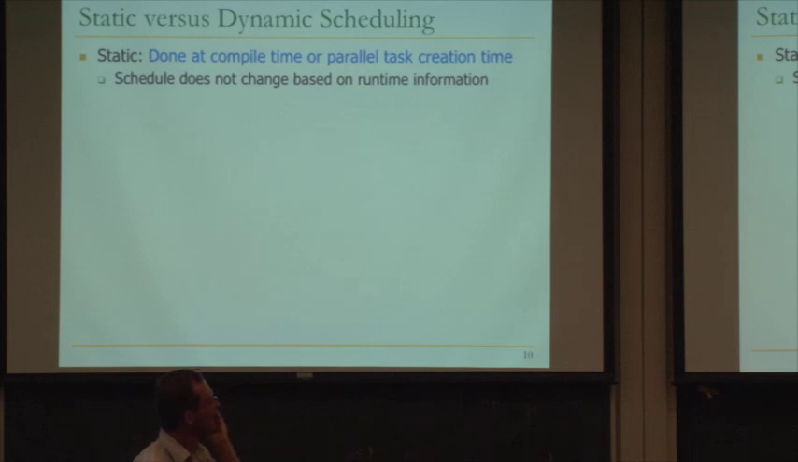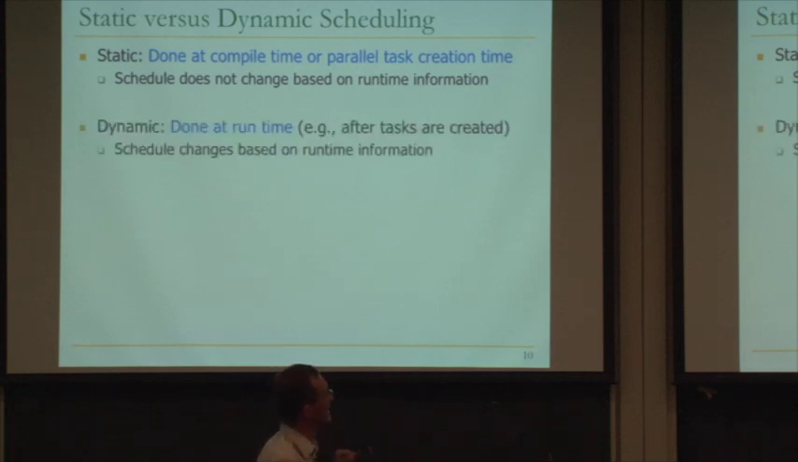Static scheduling, this is done at compile time, right? Schedule does not change based on runtime information. I'll give you a parallel version of it, since this is parallel computer architecture. You can think of creating parallel tasks, right? When you parallelize a program, you can divide it into many tasks. And you can decide where those tasks will be executed at the time you create the tasks. That's a static schedule.